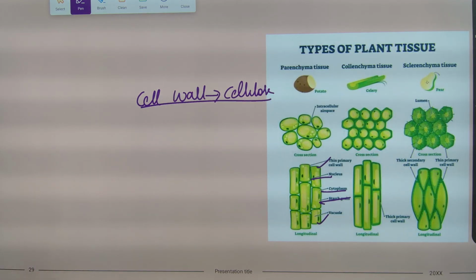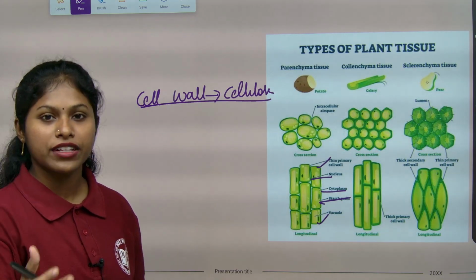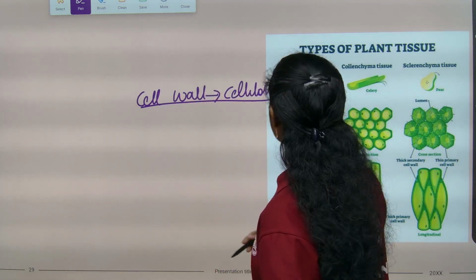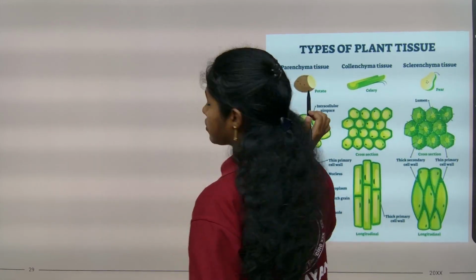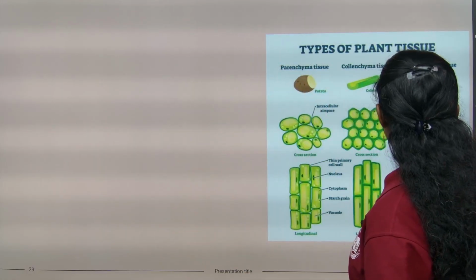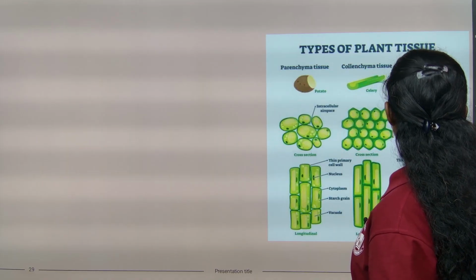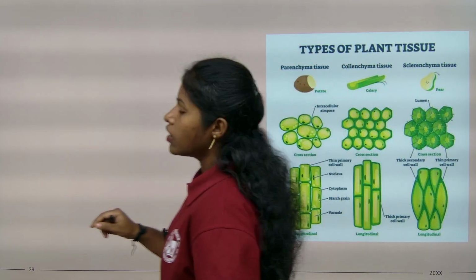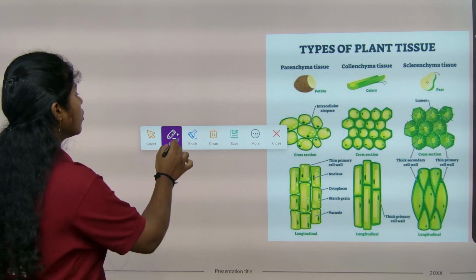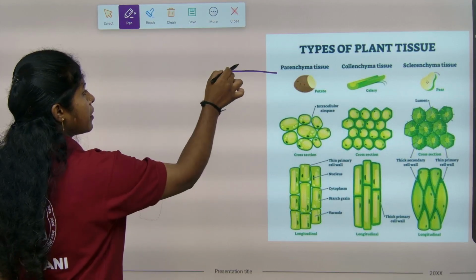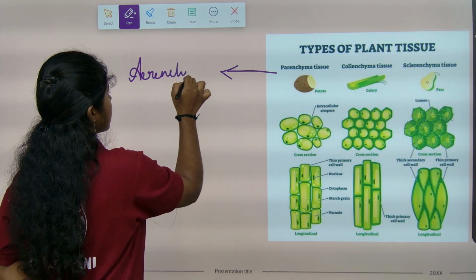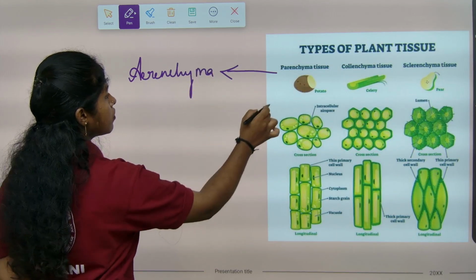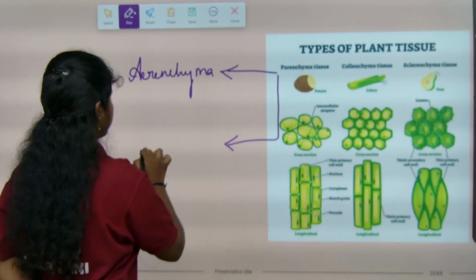And these parenchymatous tissue also stores the waste materials, tannins, resins, crystals and all that. Right, children? Coming to the collenchyma. This parenchyma is also divided into two types: aerenchyma and collenchyma.